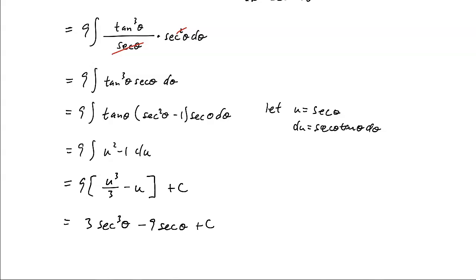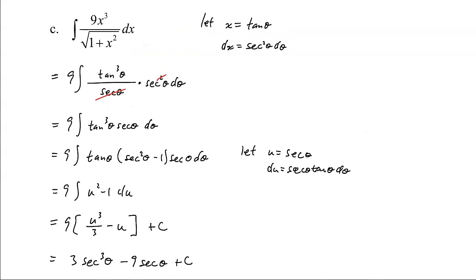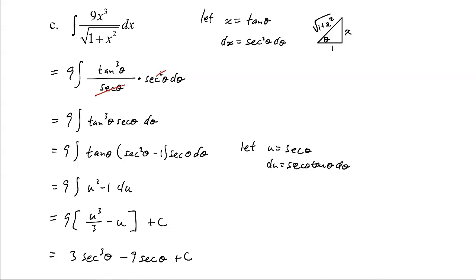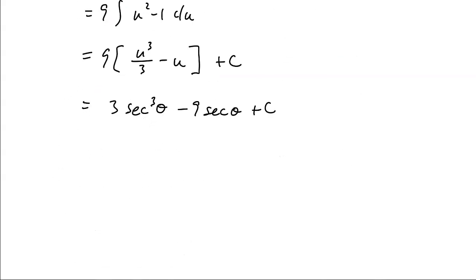But theta is not my answer either because it is in terms of x in my original. So I need to think about what triangle this came from. Well, it came from tangent is opposite over adjacent. So here is my 1 plus x squared side, square root of that by Pythagorean theorem. So secant will be hypotenuse over adjacent, so it'll be the square root of 1 plus x squared over 1. So I have 3 square root of 1 plus x squared cubed minus 9 square root 1 plus x squared plus c.